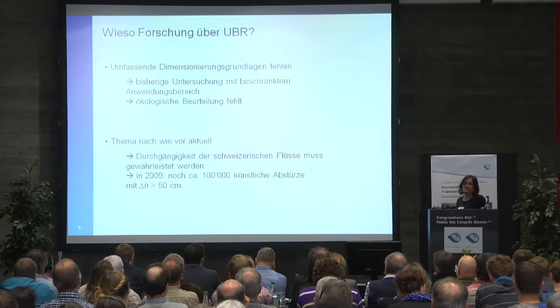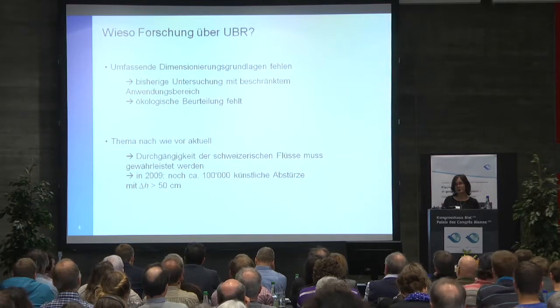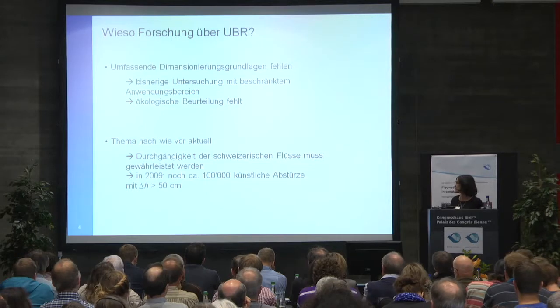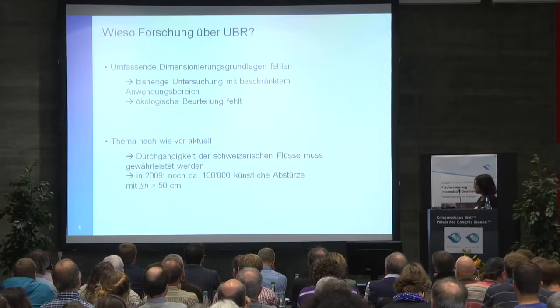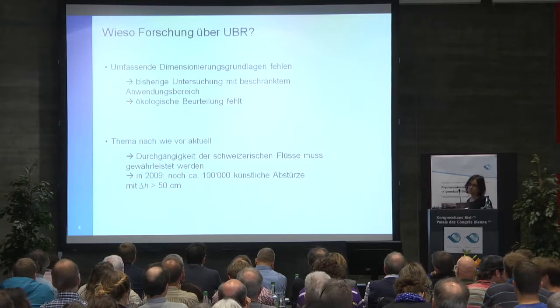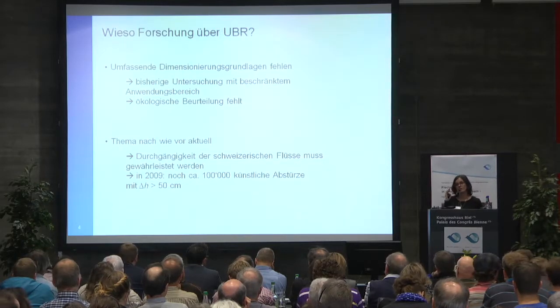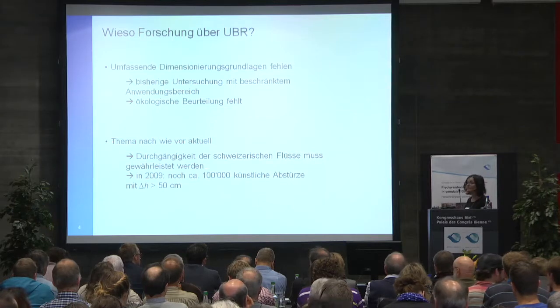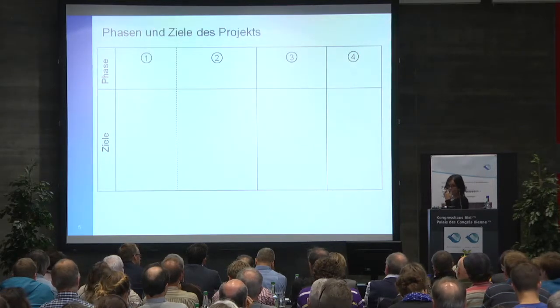This is something that you've seen before. About 100,000 artificial barriers exist with a height of more than 50 centimeters. This is a clear barrier, and that was the situation in 2009, and passability is to be ensured.